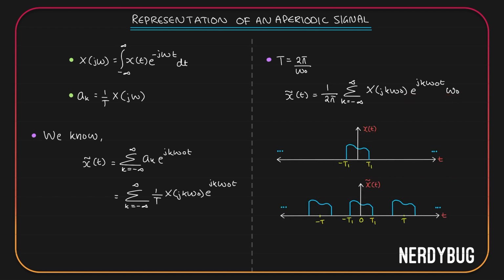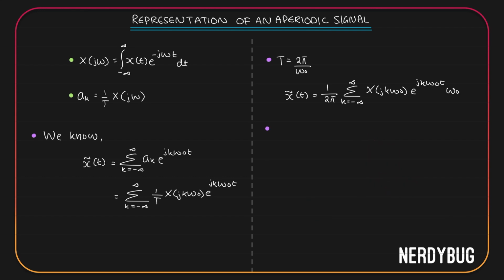Now this is the x of t we started with. This is x tilde of t which is the periodic version of x of t. But we learned earlier that if we take the time period to be infinite, then x tilde of t will converge to x of t. Let us write it down. As T tends to infinity, the first thing that happens is x tilde of t converges to x of t.